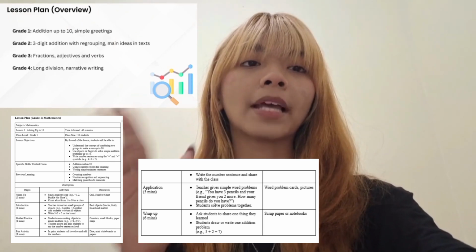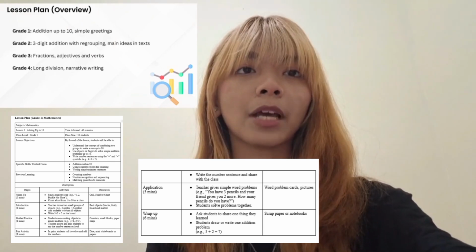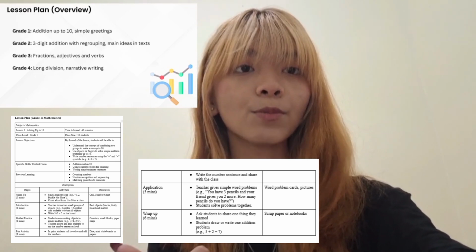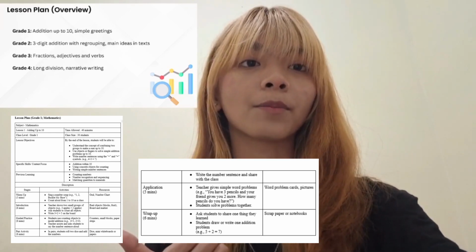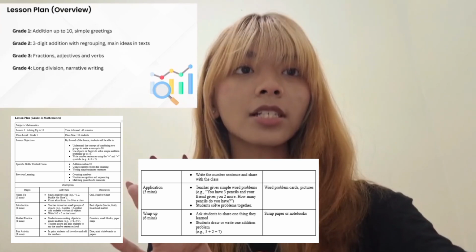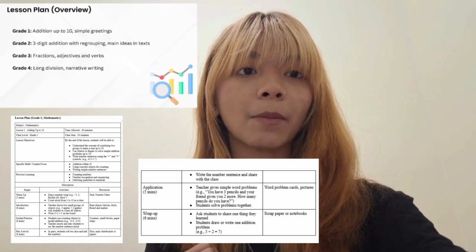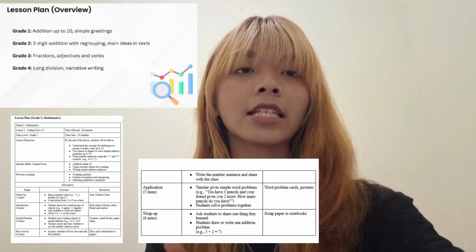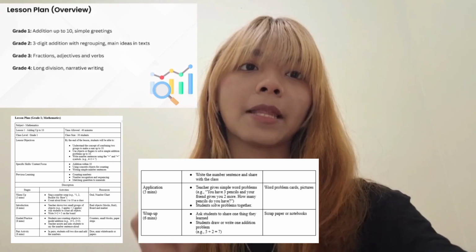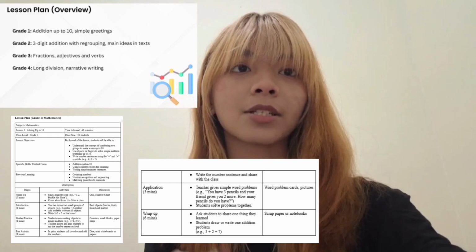By the end of the lesson, students will be able to understand the concept of combining two groups to make a sum up to 10. Also, use objects or pictures to solve simple addition problems up to 10. And last is write number sentences using the plus and equals symbols.